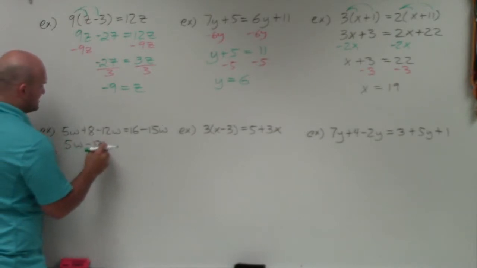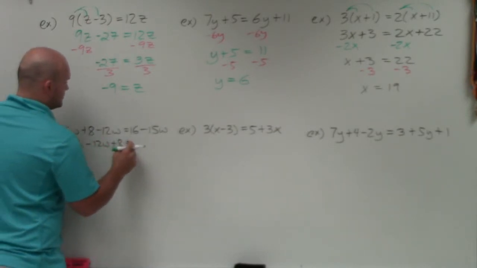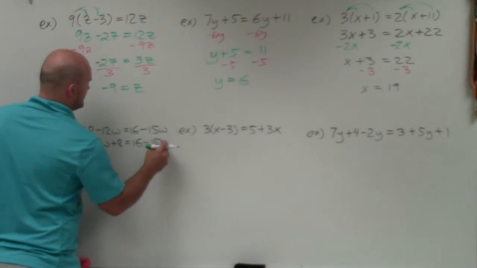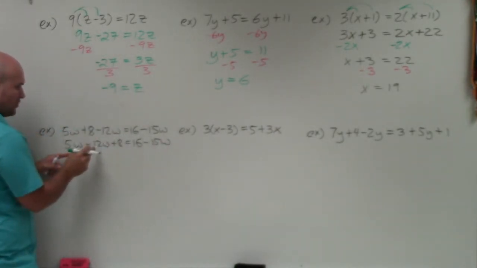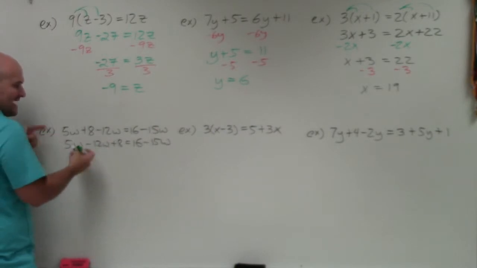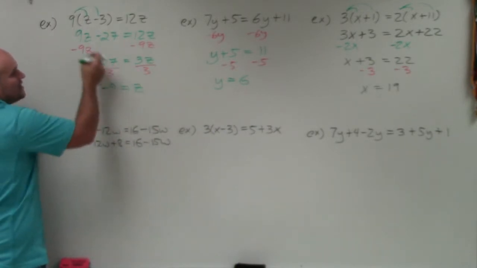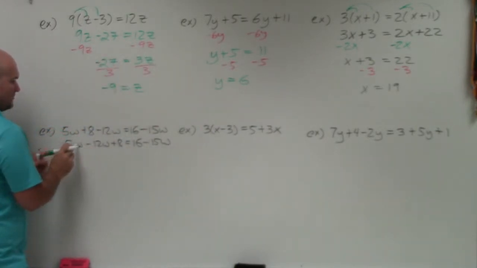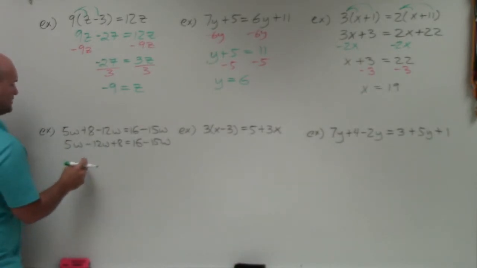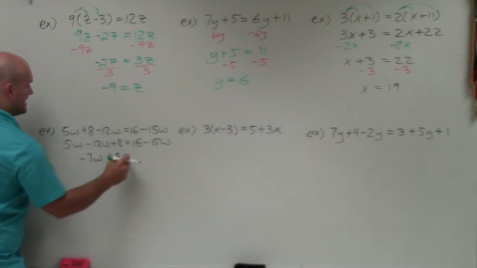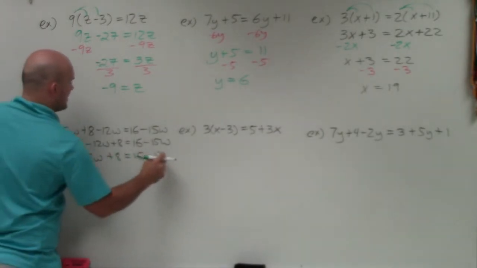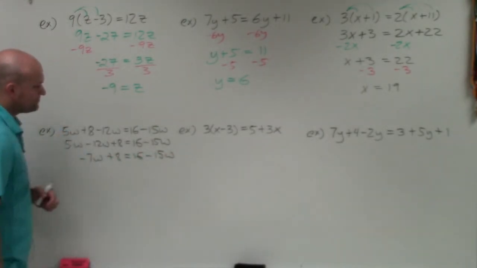combine them as is. I am going to do a little bit extra work and show you that you can just rewrite the equation. So you don't need to use the properties of equality. When you have the variable or numbers on the same side, you can just combine them. You don't need to use properties of equality. So 5w minus 12w is going to be a negative 7w plus 8 equals 16 minus 15w.